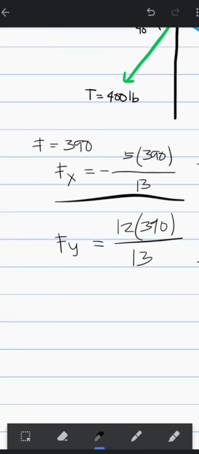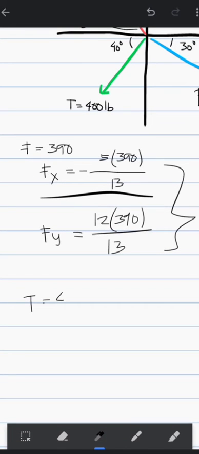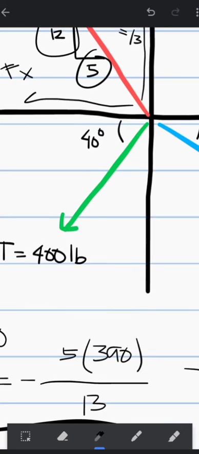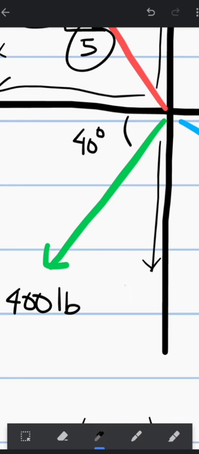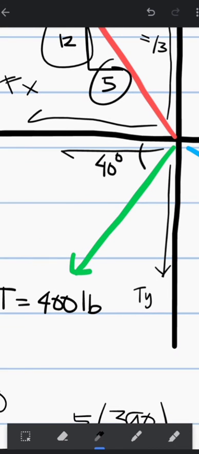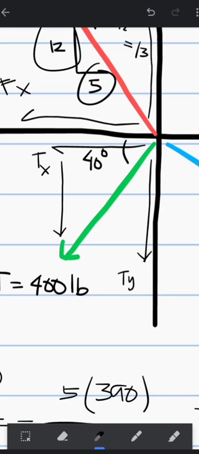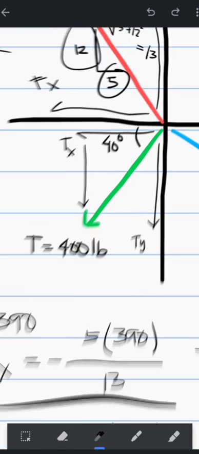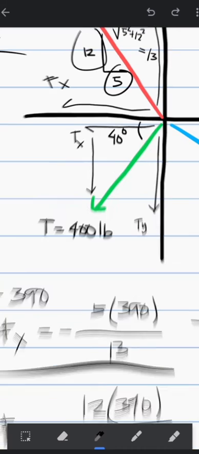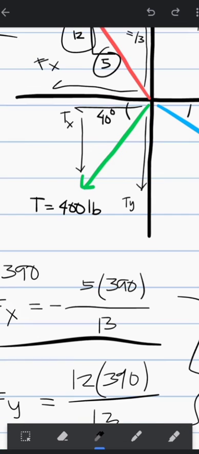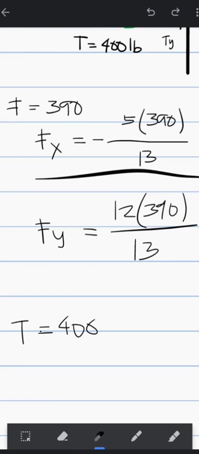Now for the second part, the green, we have T equals 400 pounds. As you can see, we're given an angle. So we write the components. This is ty and this is tx. These two are equal, and so we form a triangle with 40 degrees as its angle. If we want t of x, here is the adjacent. When you have the adjacent, you just multiply the magnitude with the cosine of the angle.